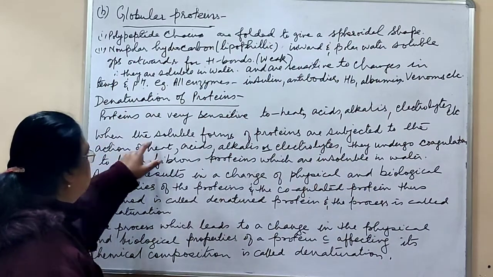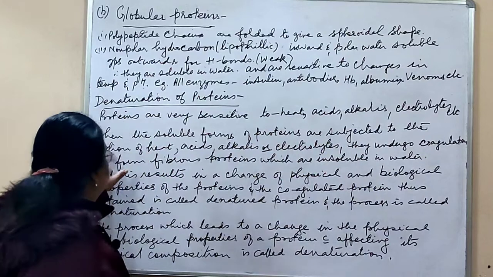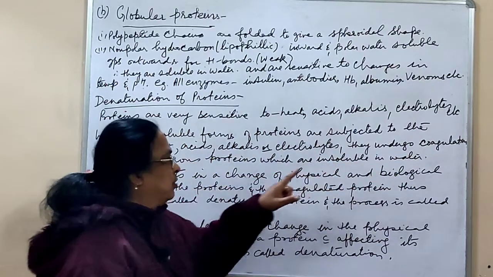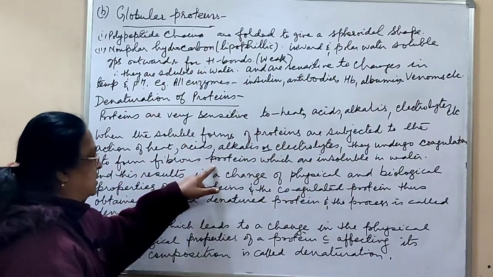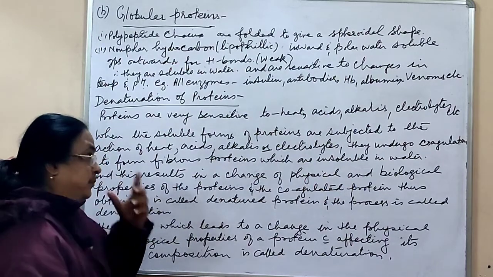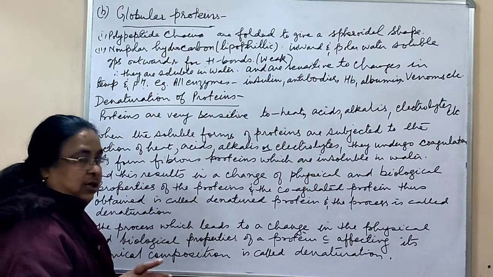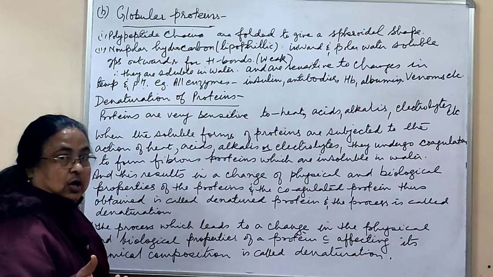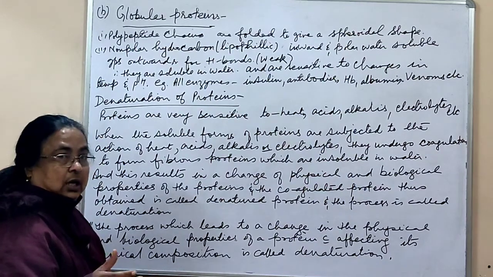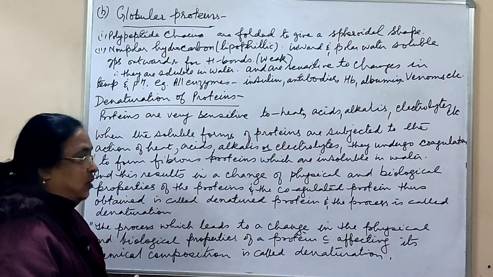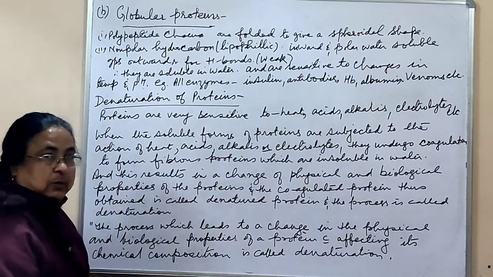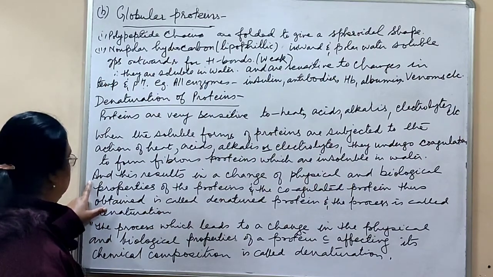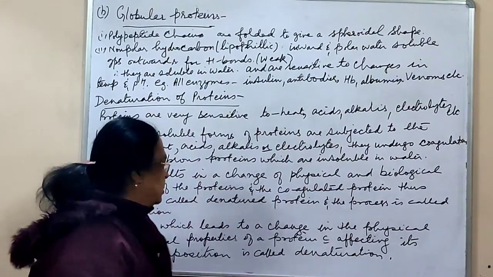So here I read for you: when the soluble forms of proteins are subjected to the action of heat, acids, alkalis or electrolytes, they undergo coagulation to form fibrous proteins which are insoluble in water. So the soluble form of the protein becomes coagulated. The best example is your egg albumin, that white portion of the egg. It is water soluble, and when you heat it, it will be coagulated. If you put some acid, it will be coagulated. Bio students must have done this experiment in their lab. And this results in a change of physical and biological properties.